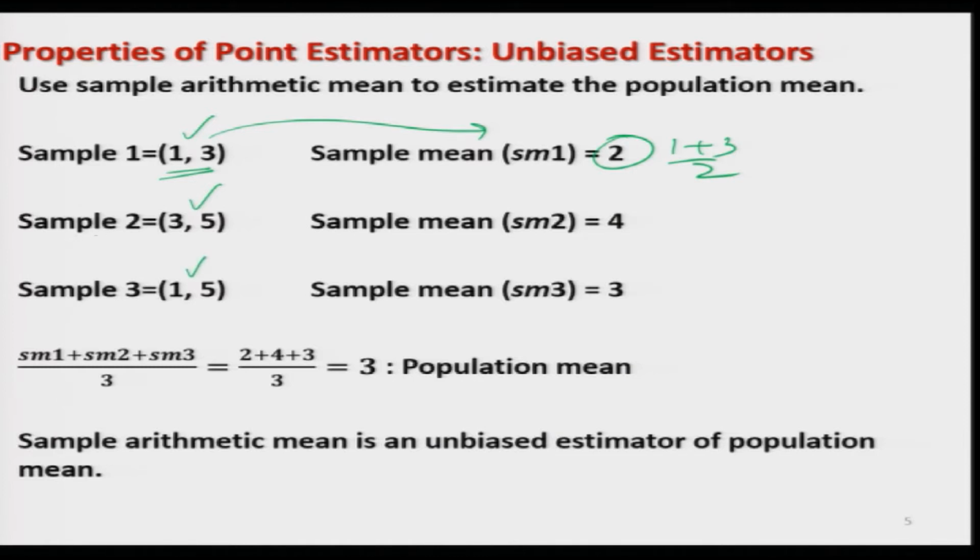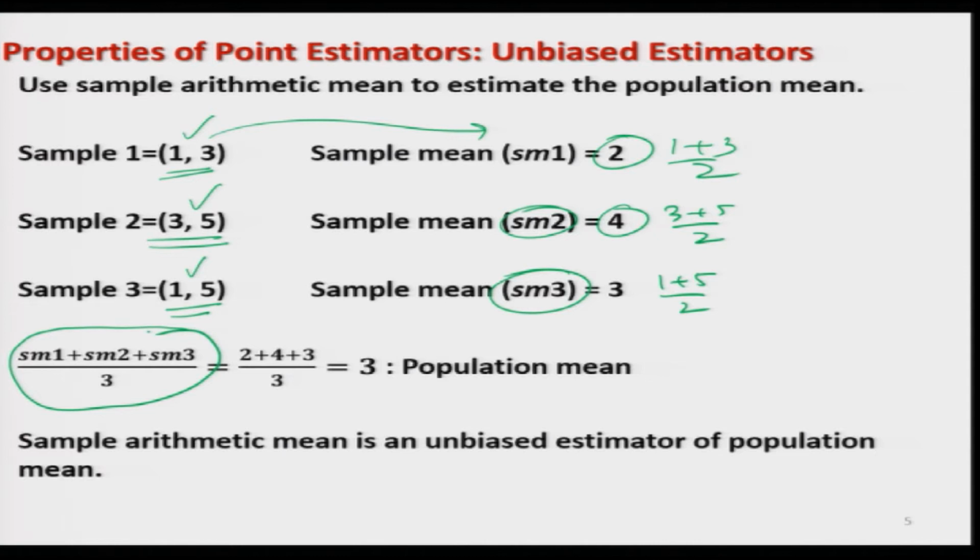So, suppose you draw the second sample and you get the values 3 5, then in this case the sample mean will come out to be 3 plus 5 upon 2, which is equal to 4, and that is indicated by SM2, sample mean 2. And similarly, if you take the units 1 and 5 in the sample, then the sample mean is computed by 1 plus 5 upon 2, which is equal to 3, and that is indicated by the symbol SM3, sample mean 3. Now, try to do one thing, try to take the arithmetic mean of these sample means. So, we compute SM1 plus SM2 plus SM3 divided by 3, that is 2 plus 4 plus 3 divided by 3, and this will come out to be 3.